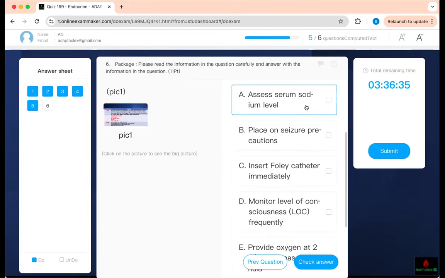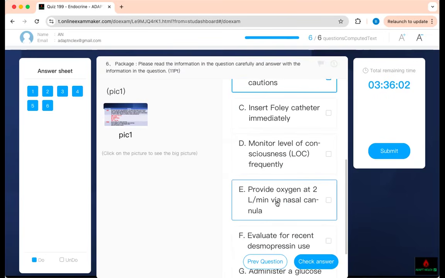Assess their sodium level. Of course, no brainer, right? Place on seizure precautions. Yes, because he has what? Hyponatremia, most likely. If a patient is on desmopressin and comes back with confusion, it's because we've retained too much water, you gain water, now you have hyponatremia, you develop SIADH, and you have seizures. So seizure precautions. Insert Foley immediately? I told you, you don't need to. If they can pee, well, don't worry about it. Monitor level of what? Consciousness.